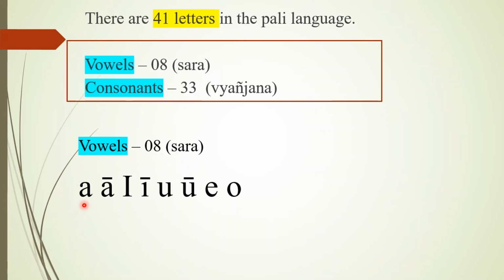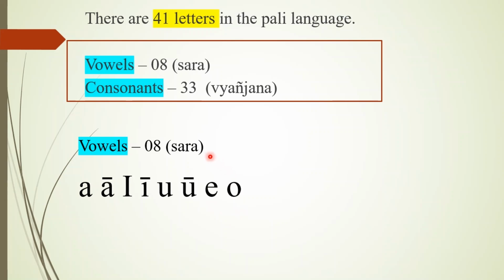A. How to pronounce? A. A. I, I, U, U, E, O. Okay. One more time. We are practicing how to pronounce: A, A, I, I, U, U, E, O.